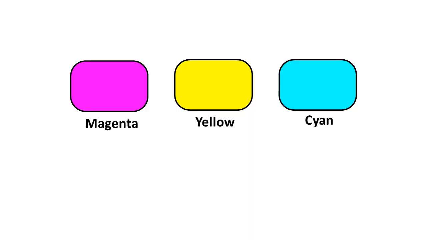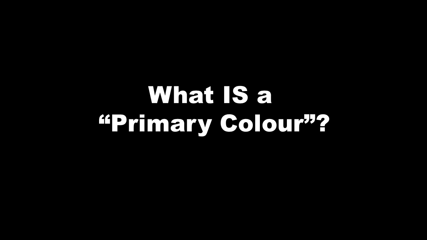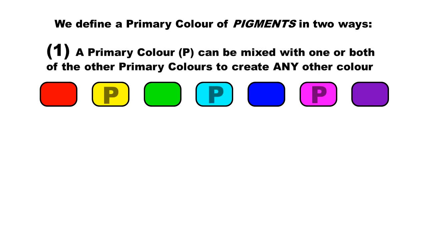So far, I've asserted without proof that the three primary colours are magenta, yellow and cyan. I'm going to provide proof of this later in this video, but first, what is a primary colour anyway? There are two different definitions or descriptions. The first definition is as follows. A primary colour of a pigment, shown by the letters P here, can be mixed with one or both of the other primary colours to create any other colour.